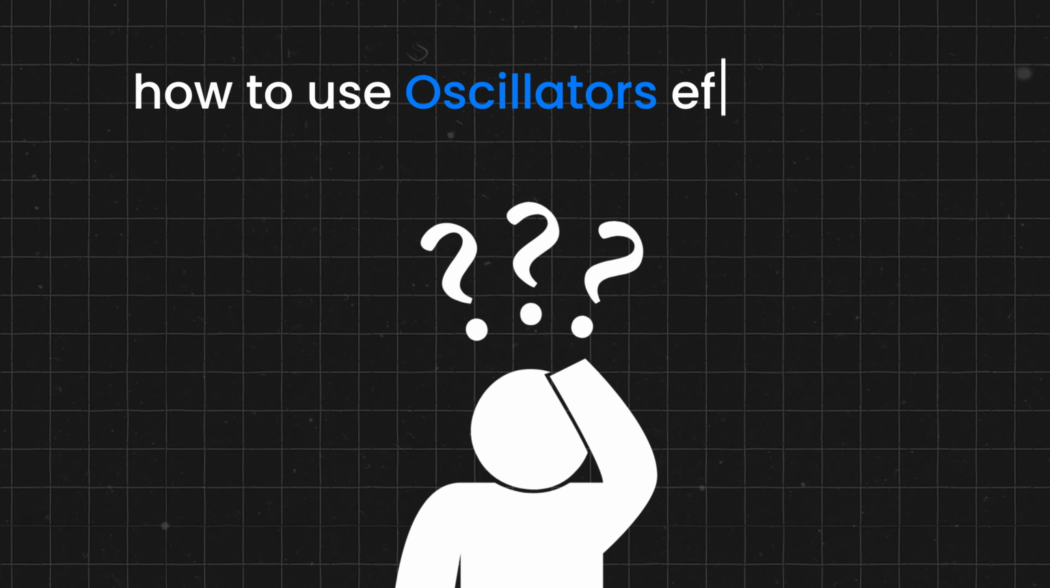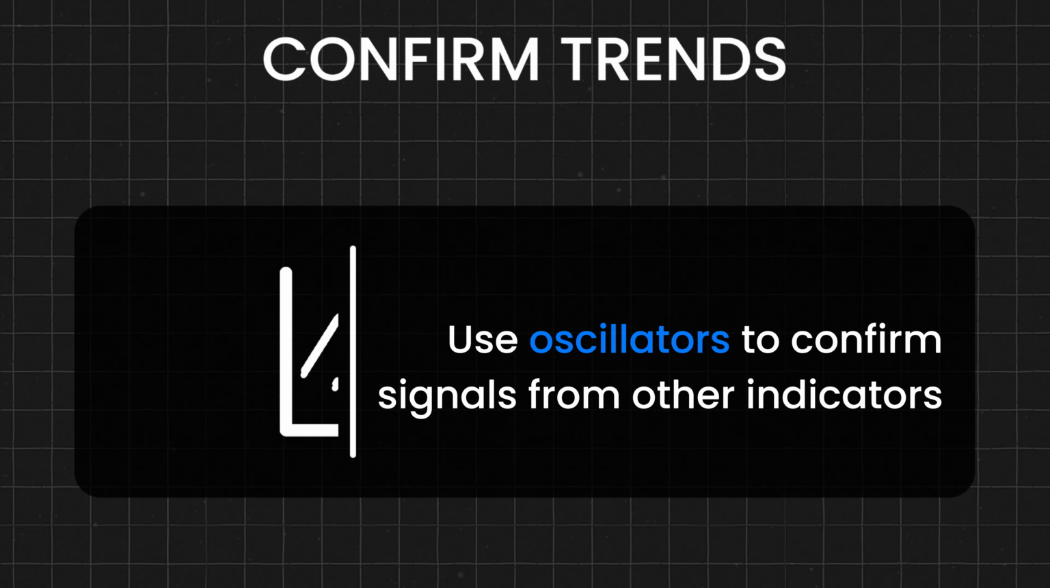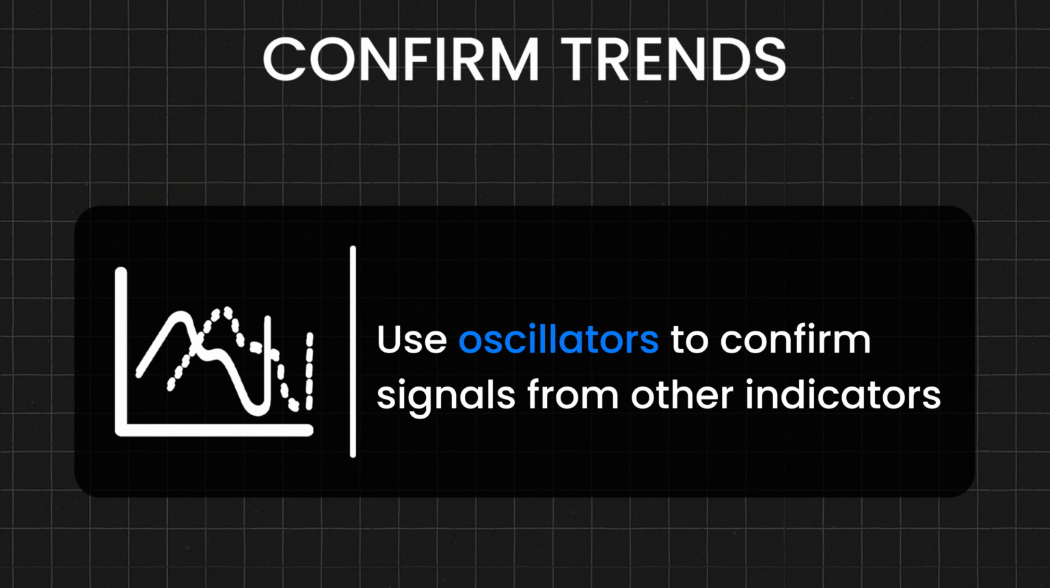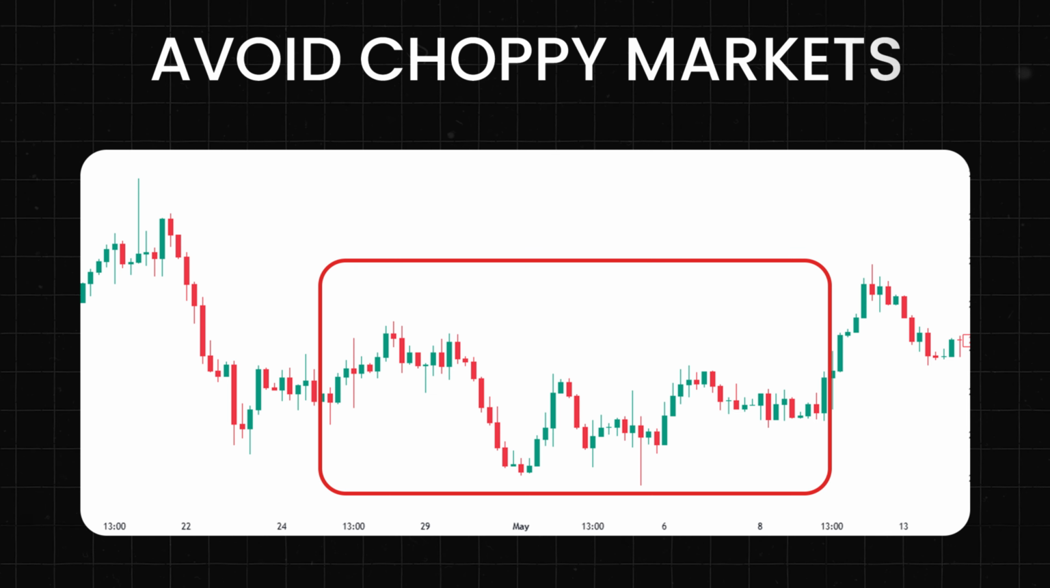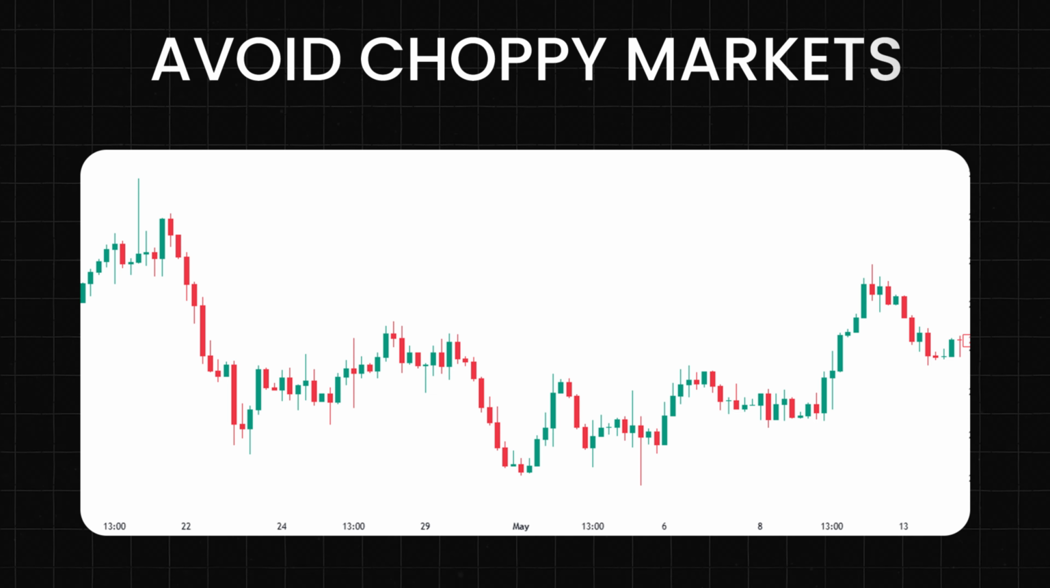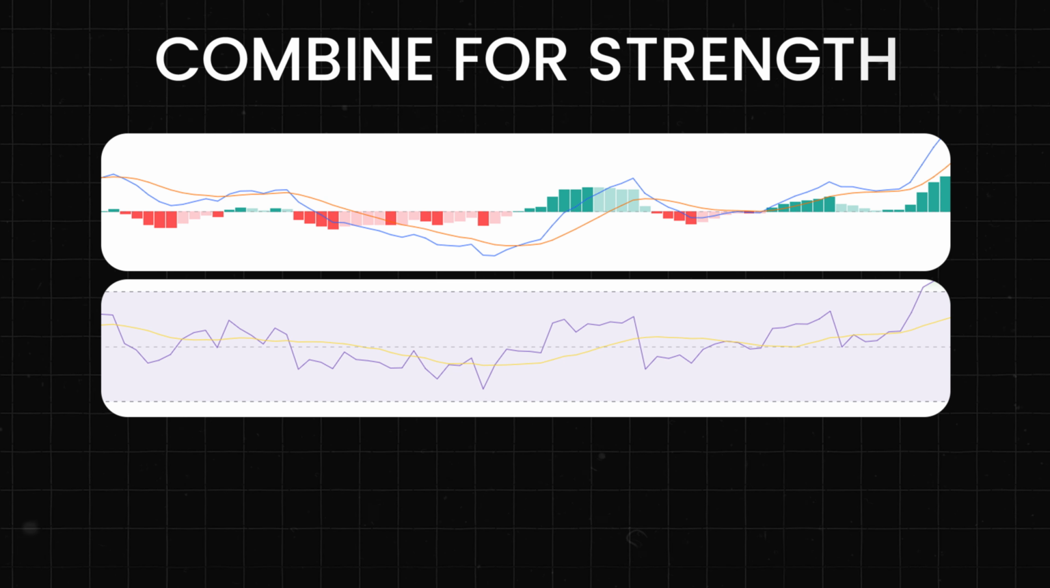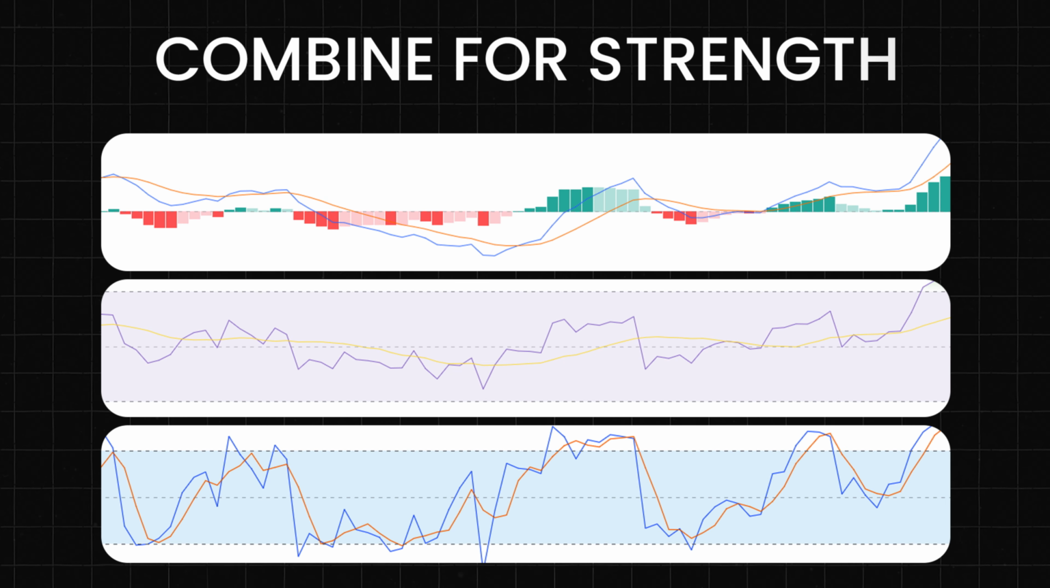How to use oscillators effectively. Confirm trends. Use oscillators to confirm signals from other indicators. Avoid choppy markets. Oscillators work best in trending or range-bound markets, but can give false signals in volatile conditions. Combine for strength. Pair oscillators like RSI with MACD or stochastic for stronger signals.